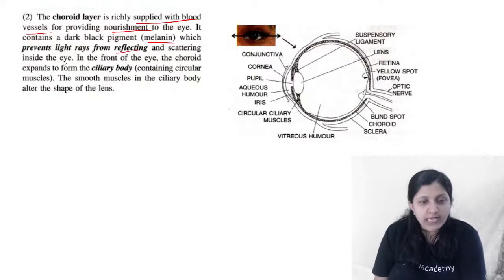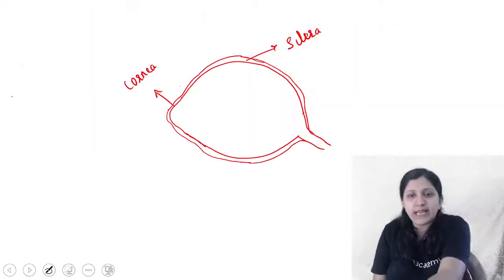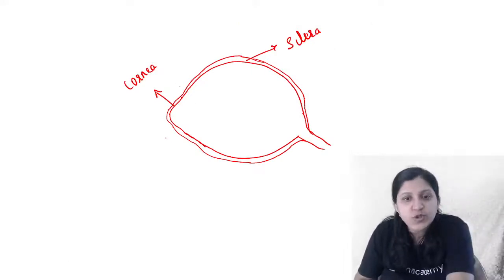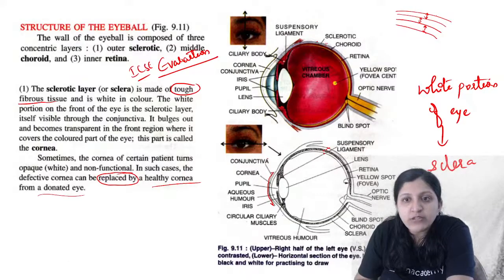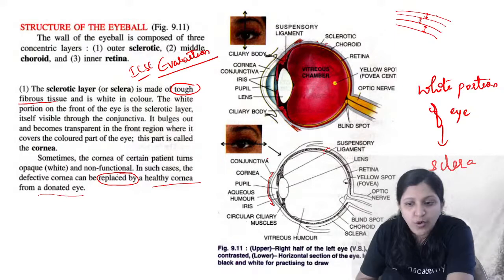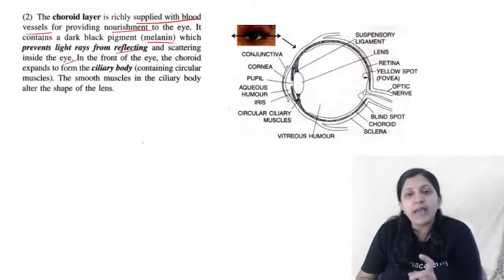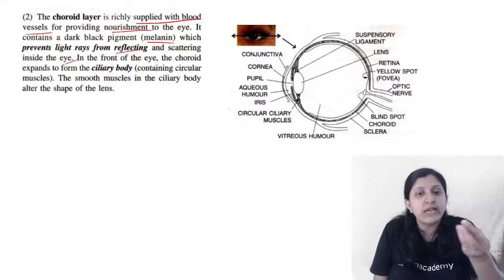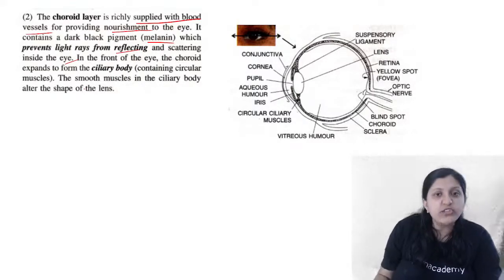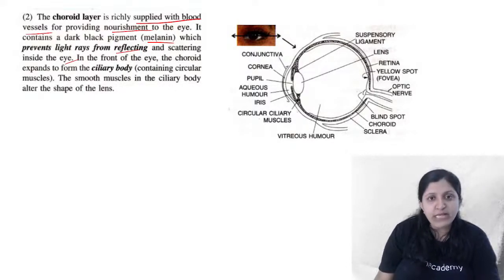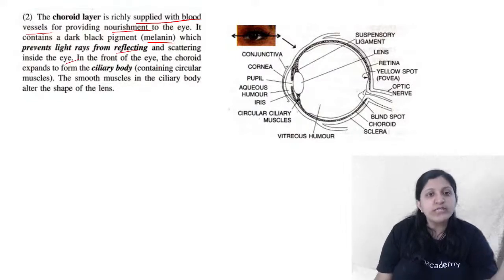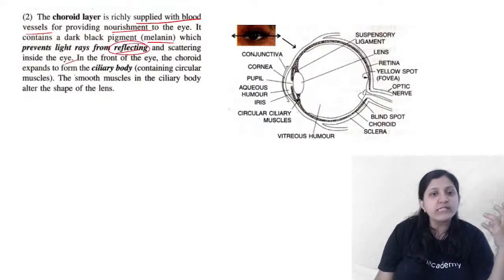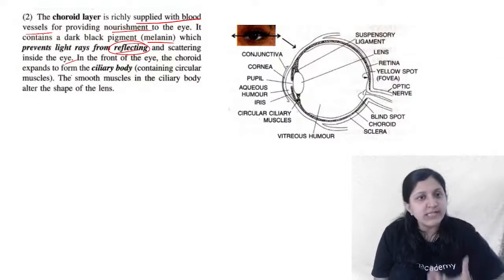and scattering inside the eye. So there is this particular second layer, what is there? Okay, so you can have a note here. The second layer is the choroid. This will be having melanin, a pigment, which is going to prevent the reflection and scattering of light inside your eye.